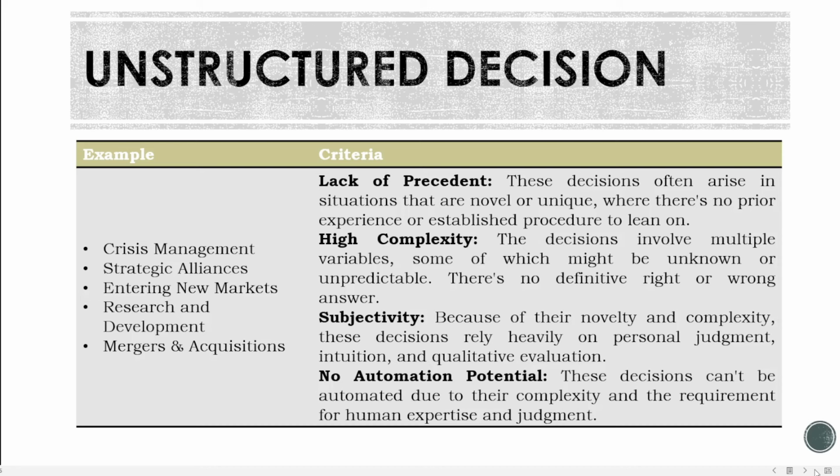Okay? So remember yung mga criteria natin, lack of precedence, high complexity, there is a high level of subjectivity, and hindi mo siya kayang i-fully automate yung pagdidesisyon dyan because it requires human expertise and judgment. Alright, so I hope clear tayo dito sa differences ng types or characteristics ng mga decision.